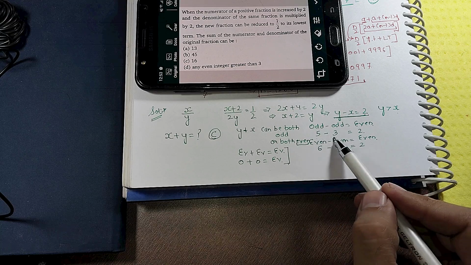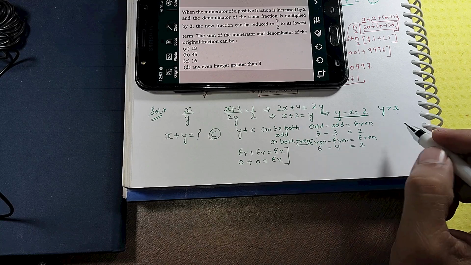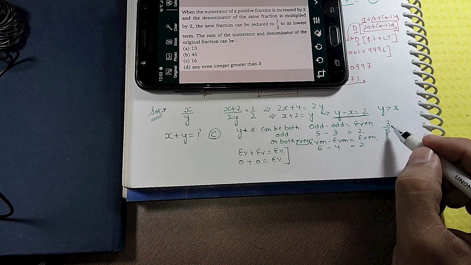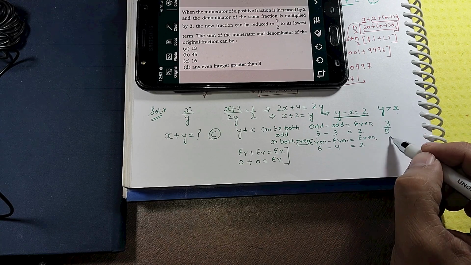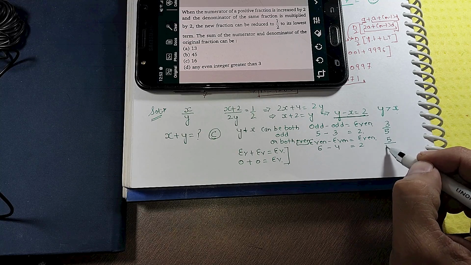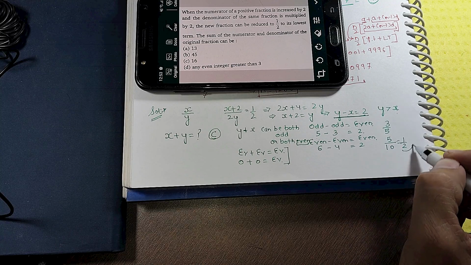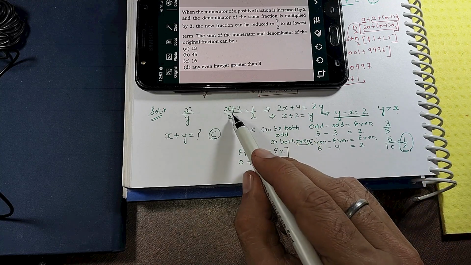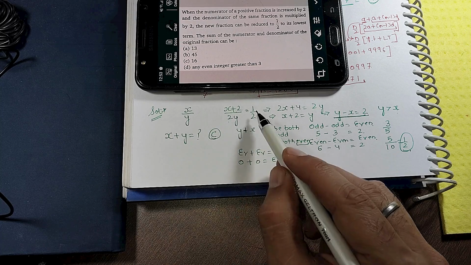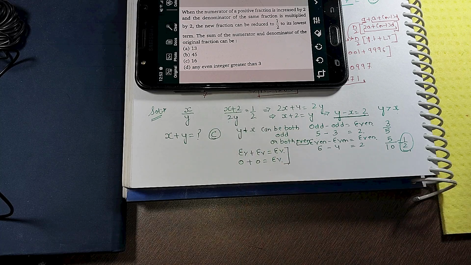5 minus 3, so this is 3 by 5. Let us suppose this to be the original fraction. Now if we add 2 to the numerator, that becomes 5, and multiplying the denominator by 2, that becomes 10. So this becomes 1 by 2. What has been told in the expression is that after adding 2 to the numerator and multiplying the denominator by 2, the expression reduces to 1 by 2.